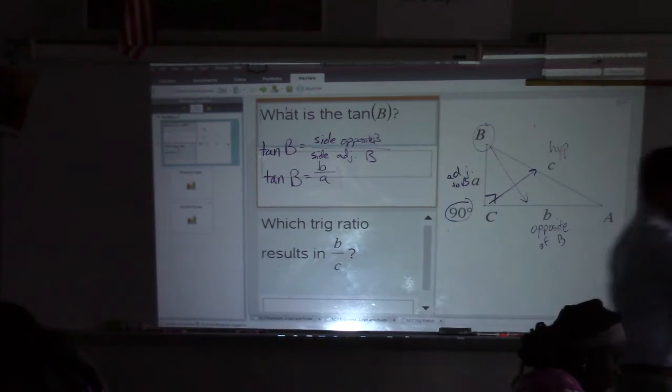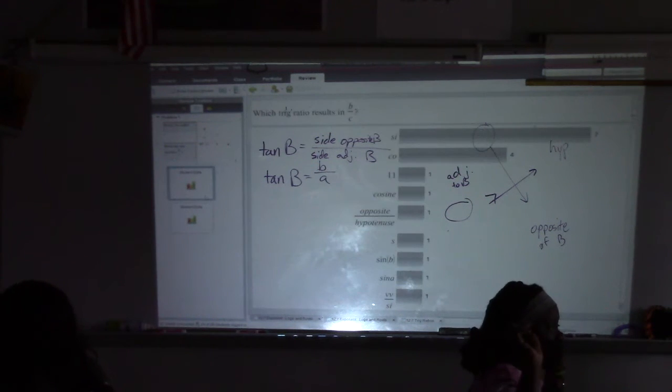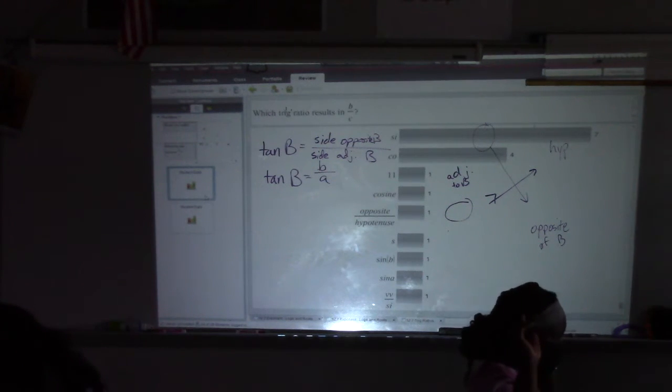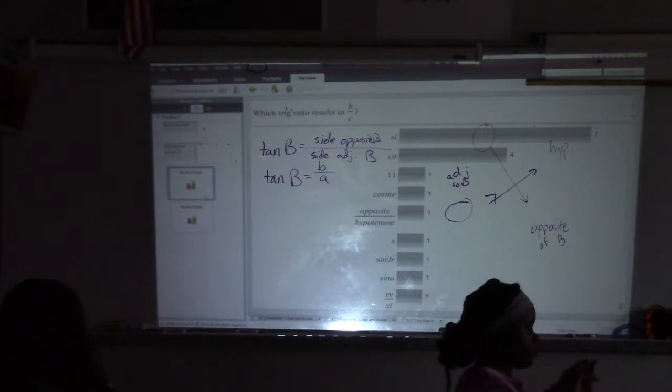Hopefully this is a good little refresher. Last question from the bell ringer. Which trig ratio results in B divided by C? Weird, I don't think the number 11 is anywhere up there, but okay.